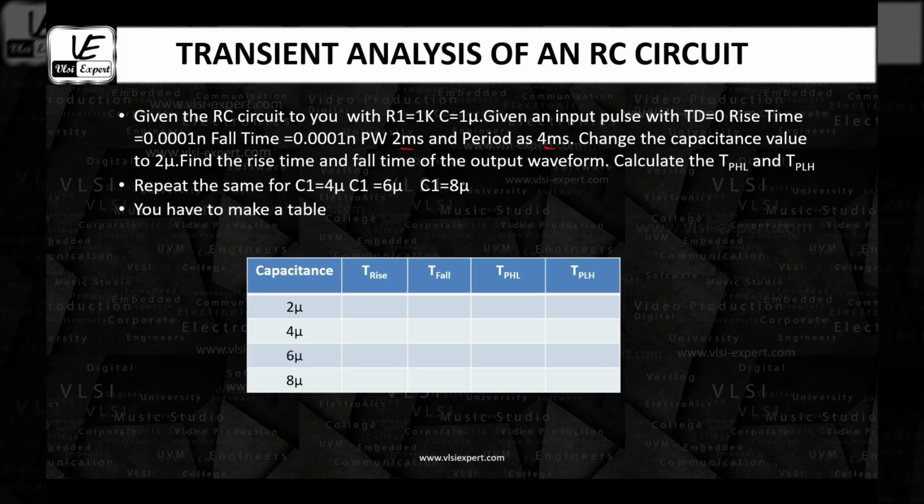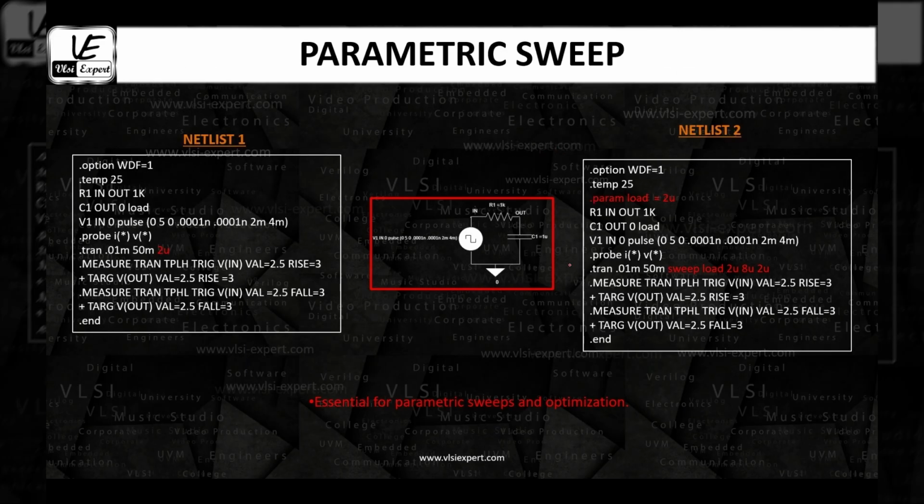So essentially, what he's asking you to do is change your capacitance value to 2 micron, 4 micron, 6 micron, and 8 micron. You need to then find, for the given load capacitance value, the rise time, the fall time, and the propagation delays TPHL and TPLH. Now there are two ways of doing this. You write netlist one, wherein you declare your capacitance as 2 micron, right?